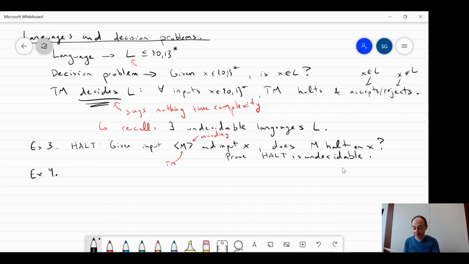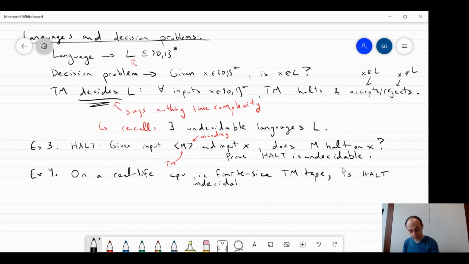And so this is going to ask, on a real life computer, think about this as basically like a Turing machine with a truncated tape, right? The tape is finite size, i.e. a finite size Turing machine tape. Is halt still undecidable? Okay? So think about that, okay?